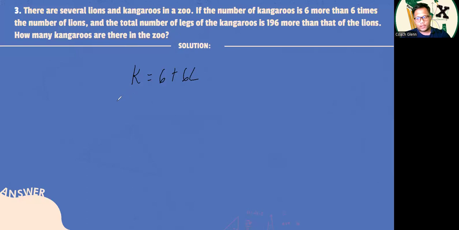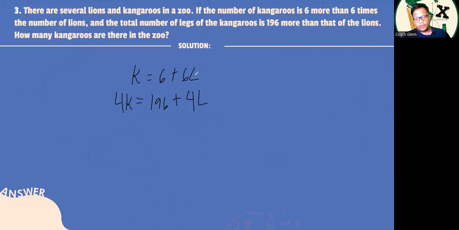Next, the total number of legs of the kangaroos is 196 more than that of the lions. As we know that a kangaroo has 4 legs, that's going to translate to 4K in the equation. A lion also has 4 legs, so we can make that 4L. Next, we need to solve for the number of kangaroos.